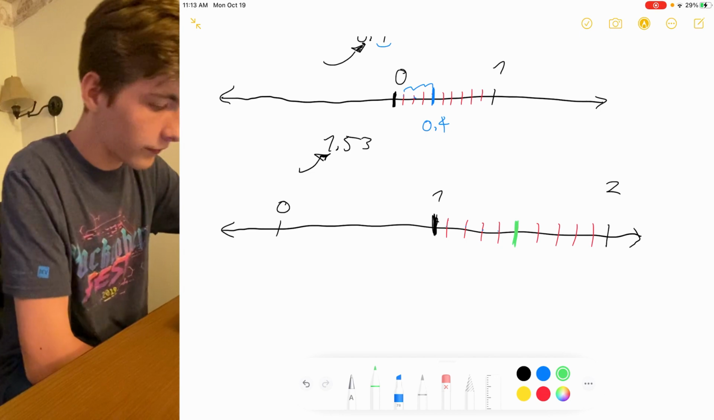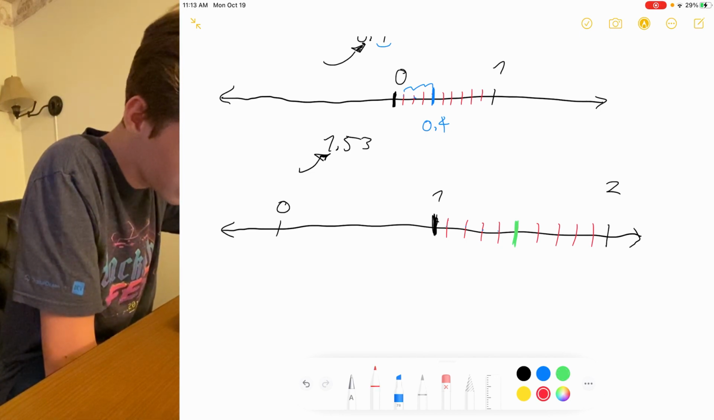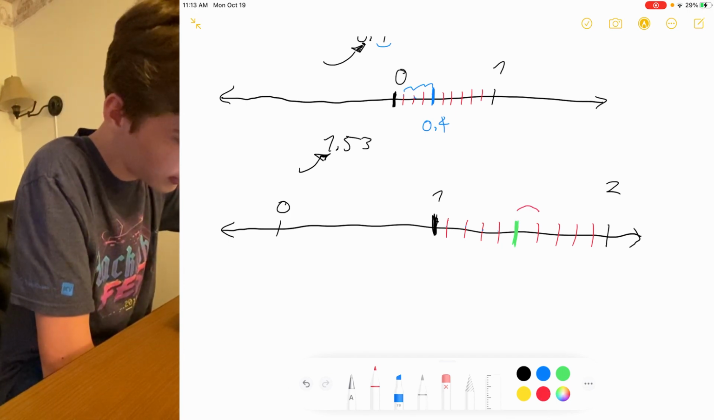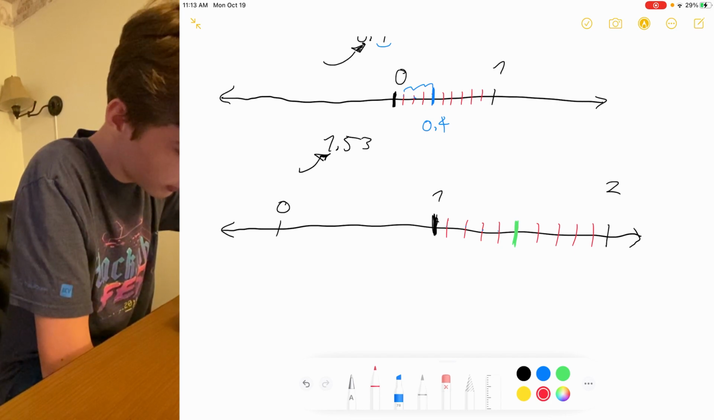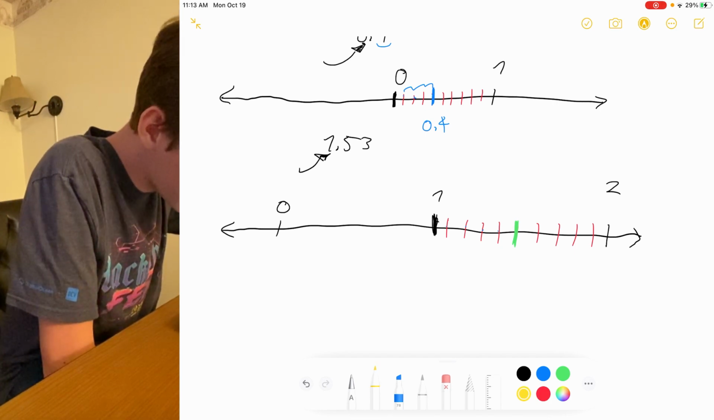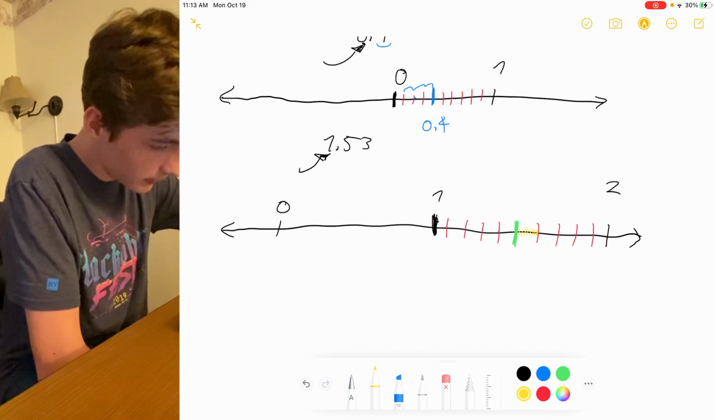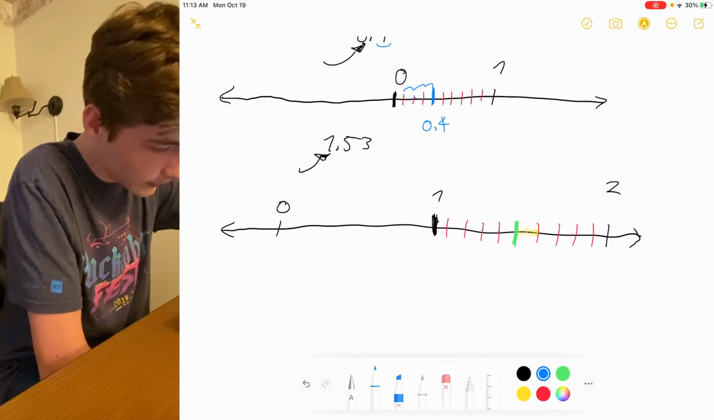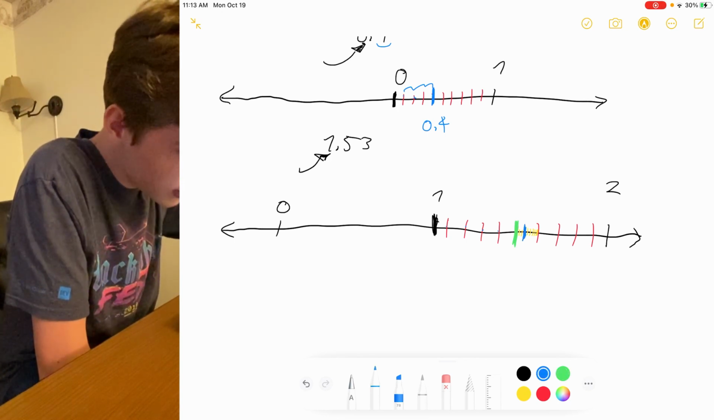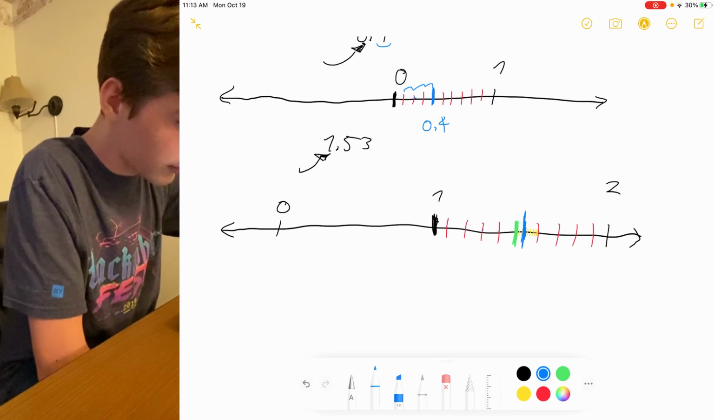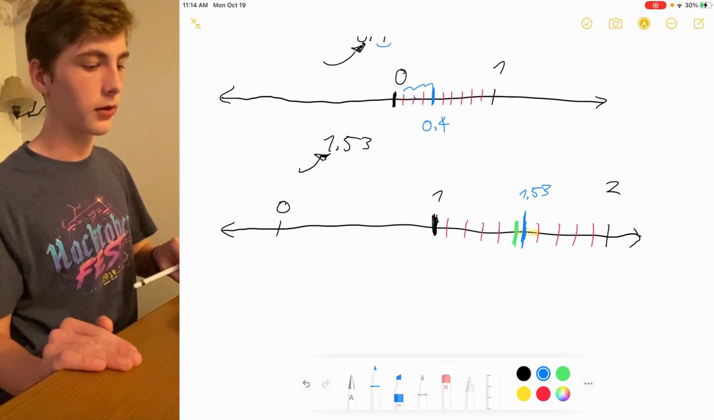So that's 1.5, but then we have this 3, so what we'd have to do is split this distance from 0.5 to 0.6 into another 10 little spots here. So that'll be, let's do yellow. 1, 2, 3, 4, 5, 6, 7, 8, 9, 10. And then we would go 3 of those. So 1, 2, 3, it'd be right over there. And when you get to decimals like that, it's always going to be an estimation. But at least you know the process of how we plot these.